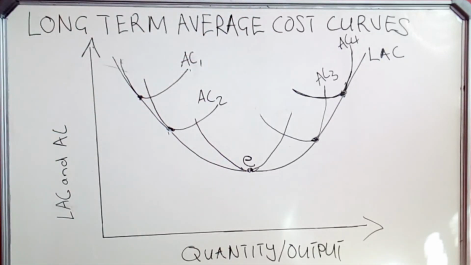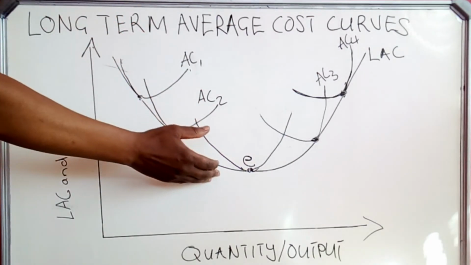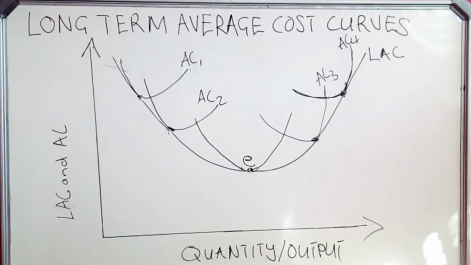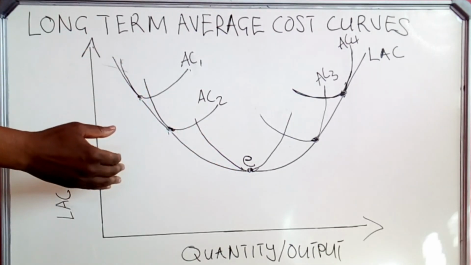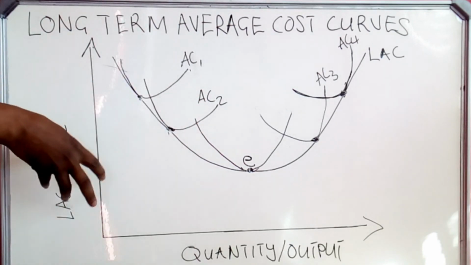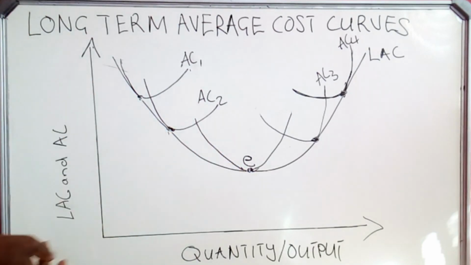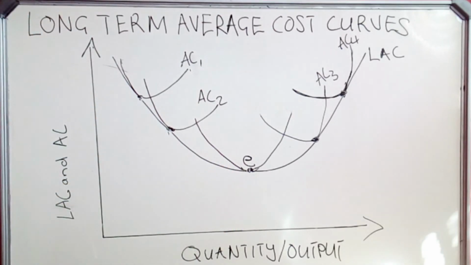Always remember that the examiner might require you to explain the differences between long-term average cost and short-term average cost. When you do so, remember that in the long term, the firm has the ability to increase its production capacity, but when it does so, it must take into consideration the impact that this will have on its average cost and position itself where it's going to be as economically productive as possible, meaning that it has the lowest possible cost while still producing the highest possible quantity.